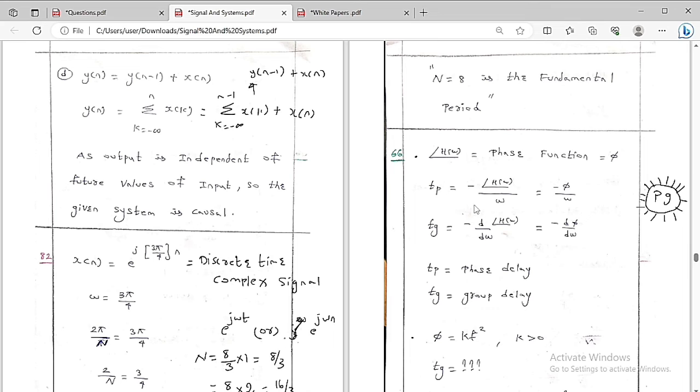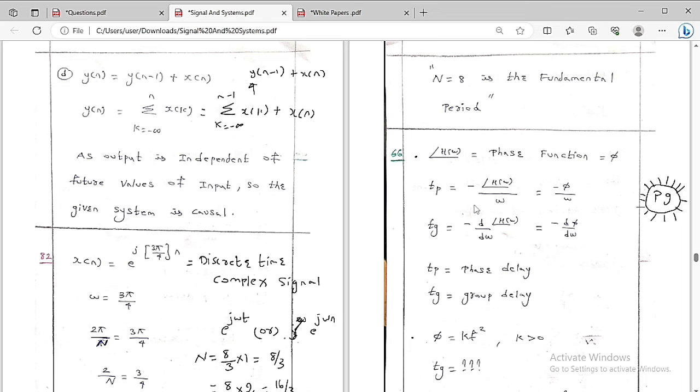This formula I have already told you. PT is equal to minus of phase angle of h of omega by omega, and TG is equal to minus of d by d omega of the phase angle of h of omega. I have told you this formula so many times, right? This is the formula I have already told you.